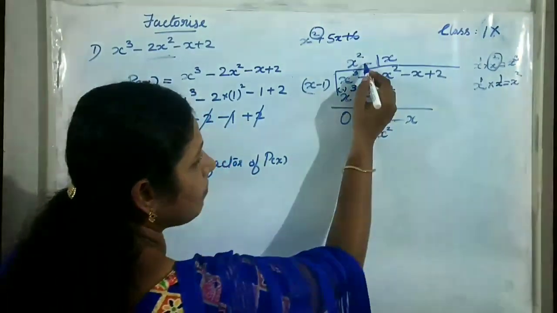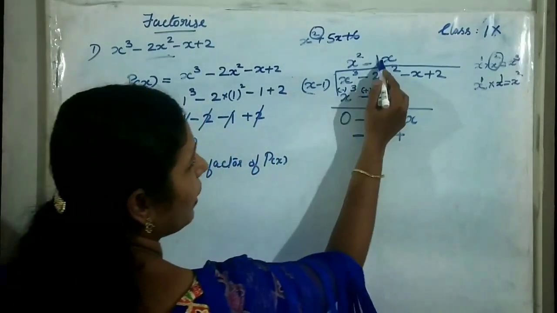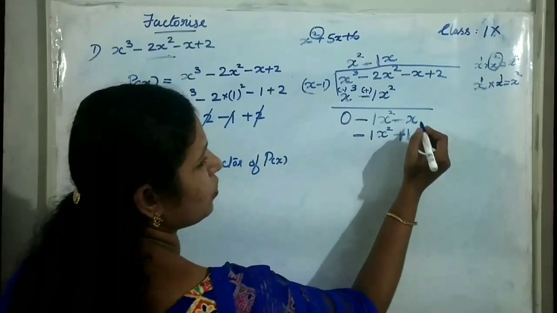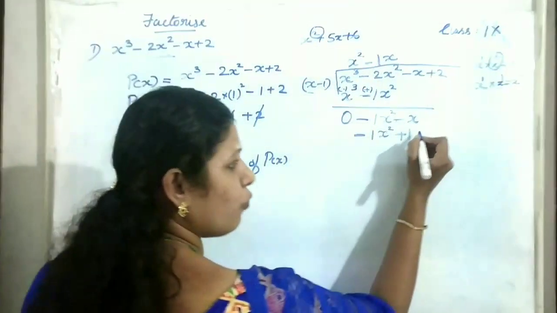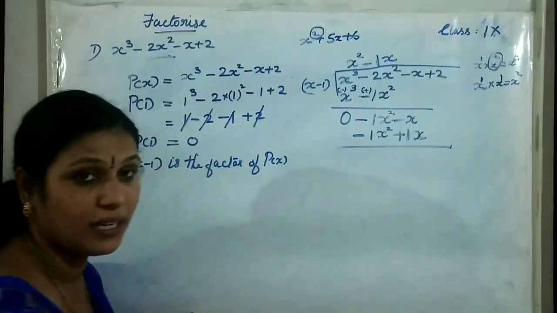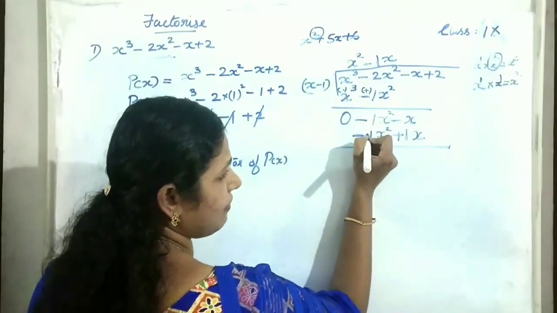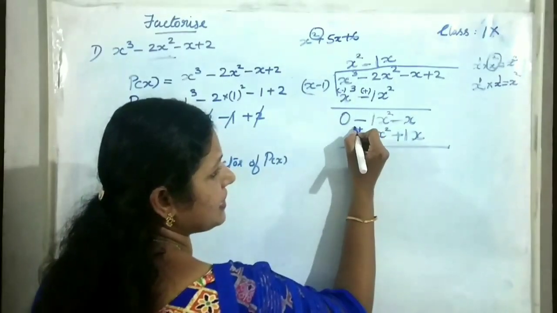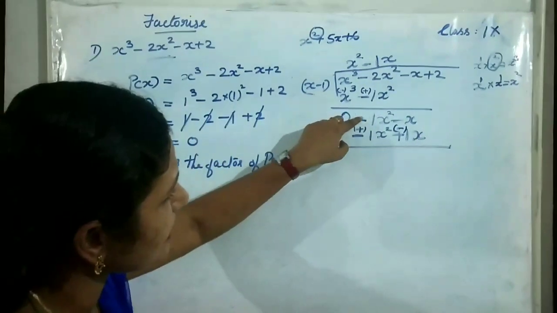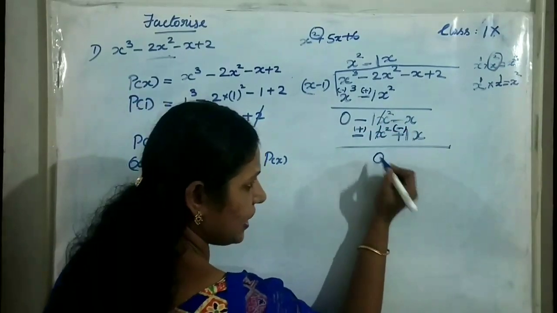Now minus into minus is plus, and 1 into 1 is 1. Then x into 1 is 1x. Understood? Now the next step is subtraction. For subtraction we find the additive inverse. This minus changes to plus and this plus changes to minus. Now minus 1x square plus 1x square cancel each other. We get the value as 0.